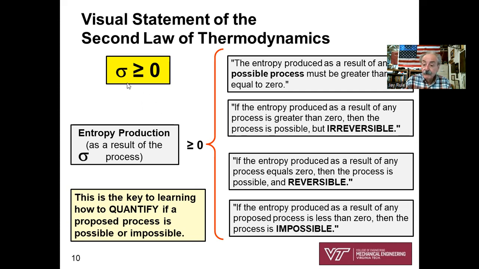Now, if you go through a problem and you find that sigma is numerically less than 0, as an engineer, you can state that that proposed process is impossible. It cannot work. It is impossible to create that proposed process. So the key, your job is to get good at quantifying what sigma is, what the entropy production is, for this video for a closed system.